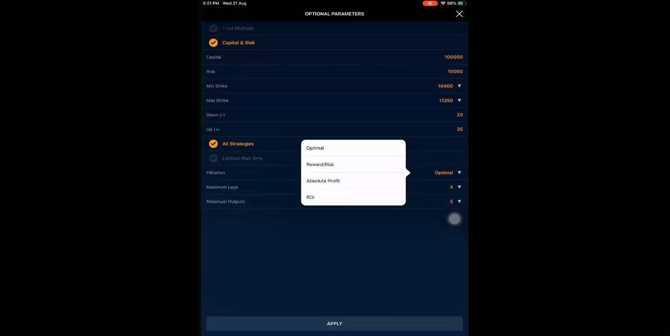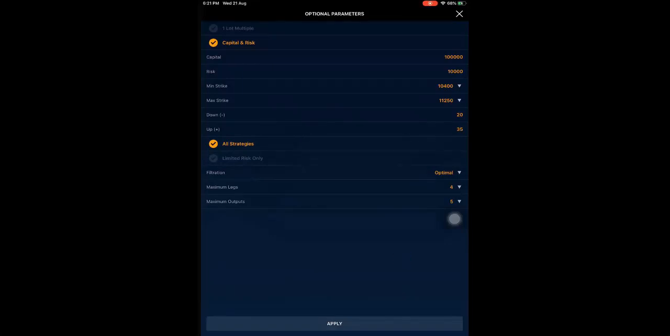I have a second scenario wherein the profit is 8,000 and the loss is 2,000. Reward to risk is now 4:1, but still I will go for it because I'm making a little higher money. This way, optimal would be the combination of reward to risk, absolute profit and ROI. So by default, we have kept it optimal. You can change your setting and select the one which you want.